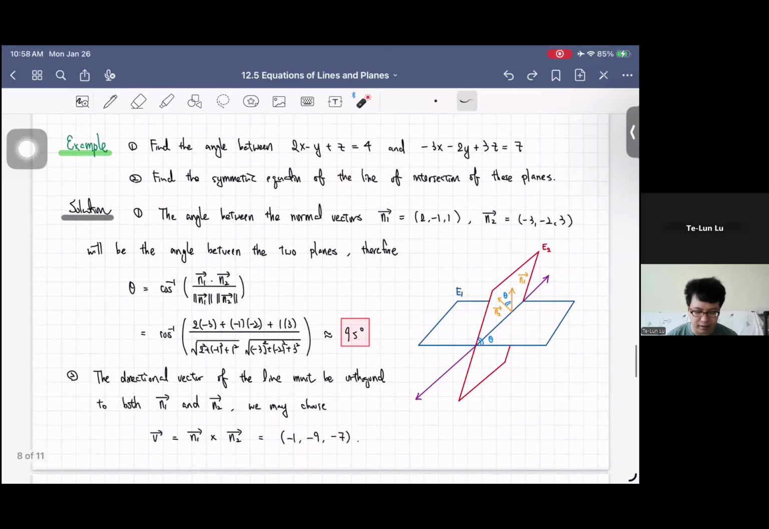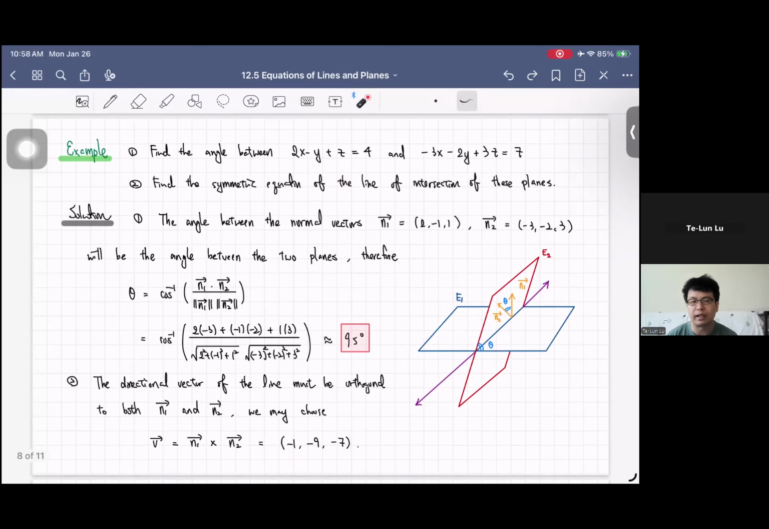All right, this is a second interesting equation exercise. First of all, we want to find an angle between these two planes, 2x minus y plus z equals 4, and this one. And secondly, I want you to find a symmetric equation of the line of intersection of these planes. Two planes intersect at one line, right? And you can ask about the equation of that line.